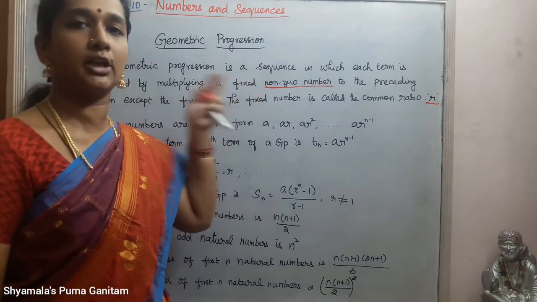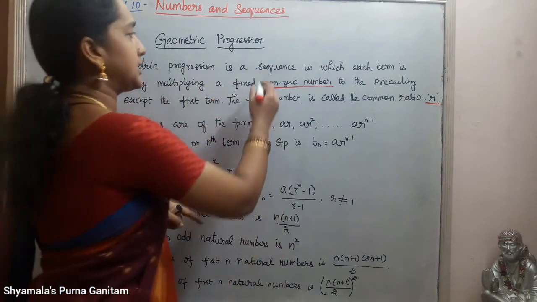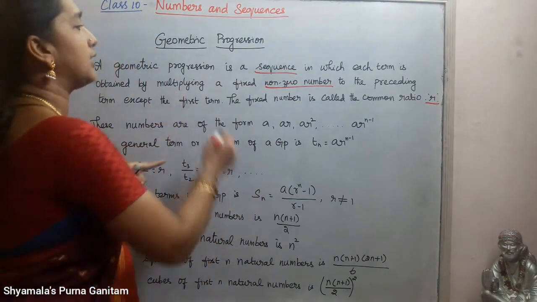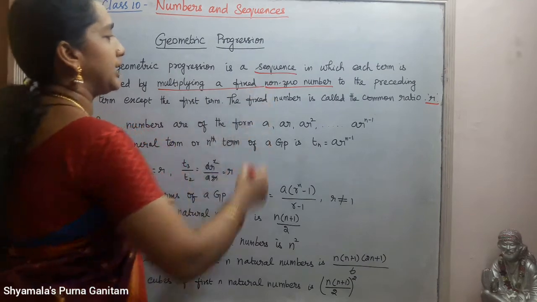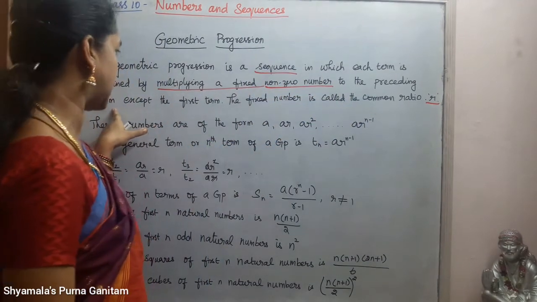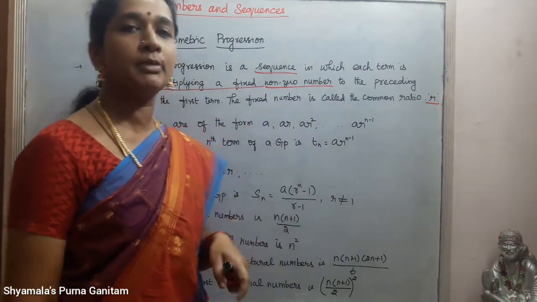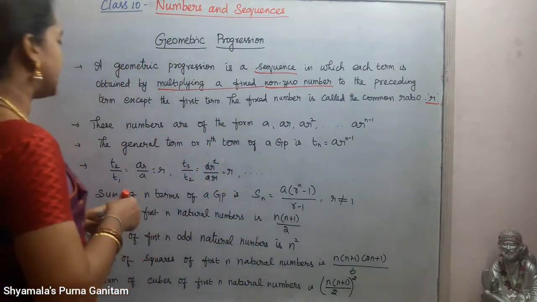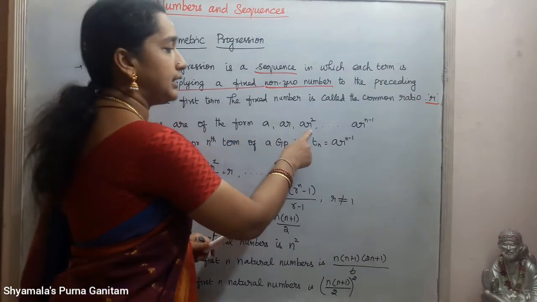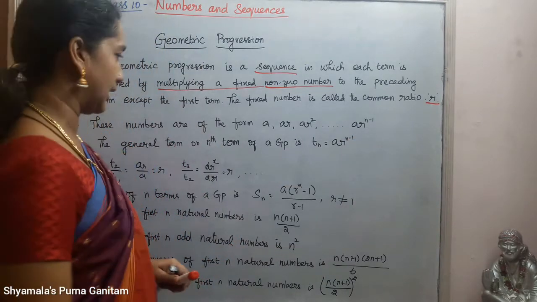then we say that as a geometric progression. Okay, so a geometric progression is a sequence in which each term is obtained by multiplying a fixed non-zero number to the preceding term except the first term. The fixed number is called the common ratio R. Then these numbers are of the form A, AR, AR squared and AR to the power n minus 1.